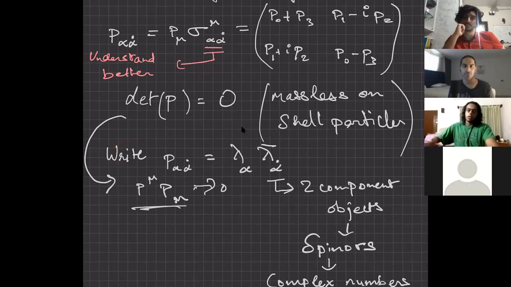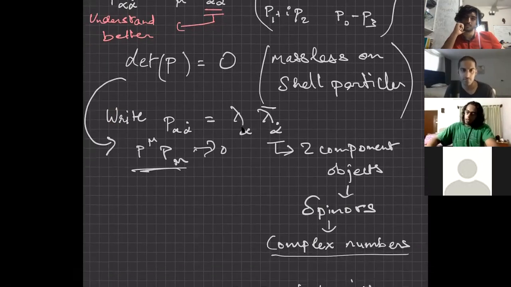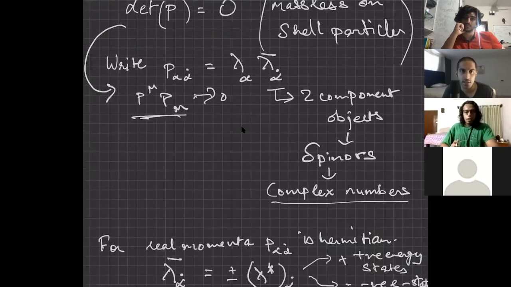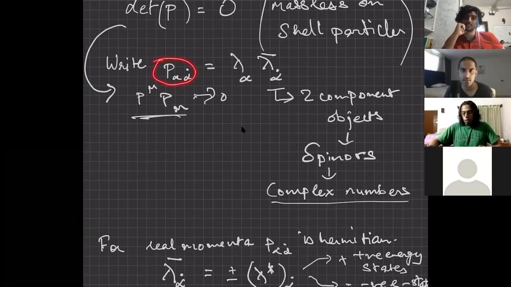Now the line that you write down beneath the determinant, why can you do that? Once you write down that the determinant is 0, then you can actually split the momentum into two things, lambda and lambda tilde. Is this a consequence of what?